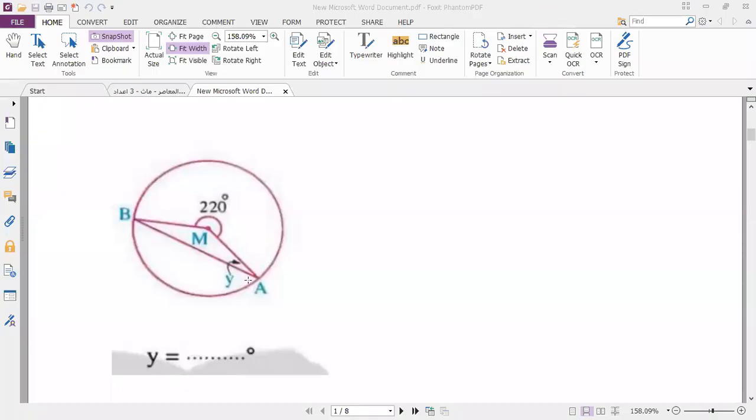What is the size of angle A in this example? We have an angle of size 220. This angle is a reflex angle. So the measure of this angle here is going to be 360 minus 220, which equals 140. So the size of this angle is 140 in this triangle.